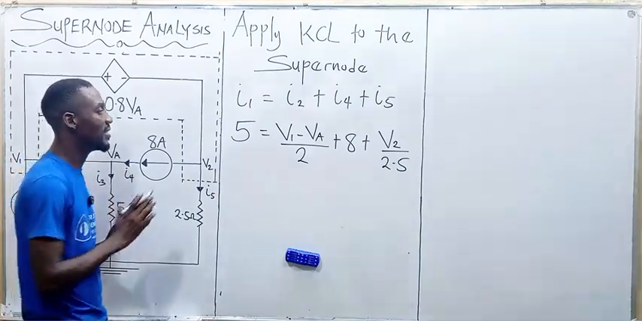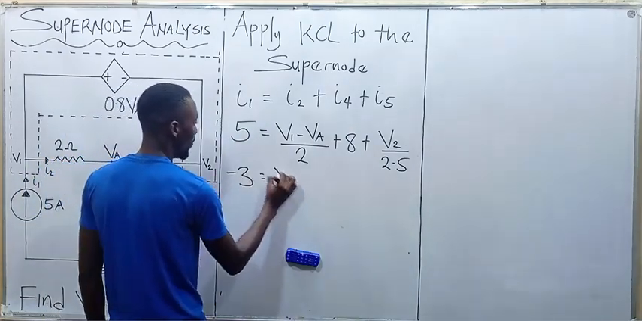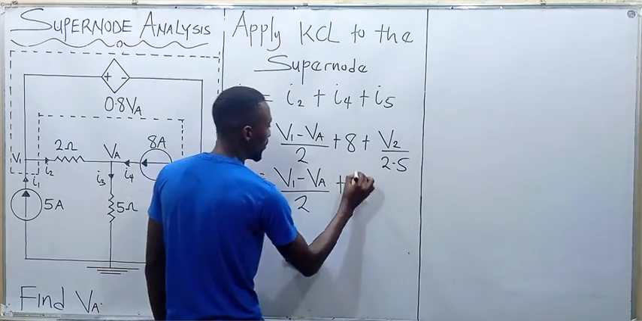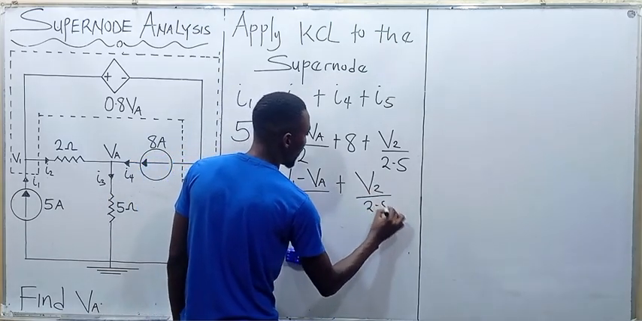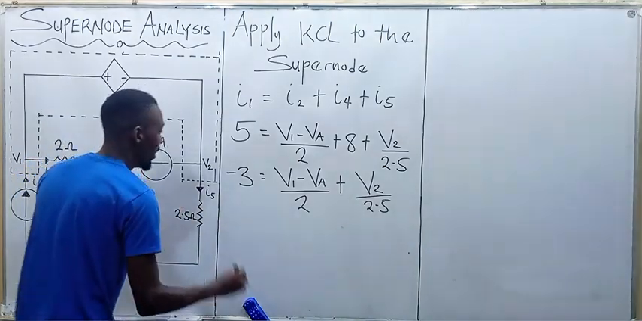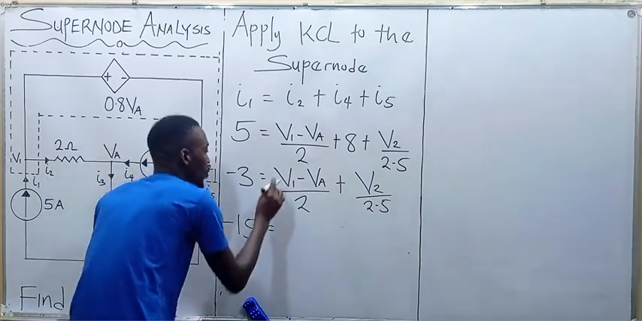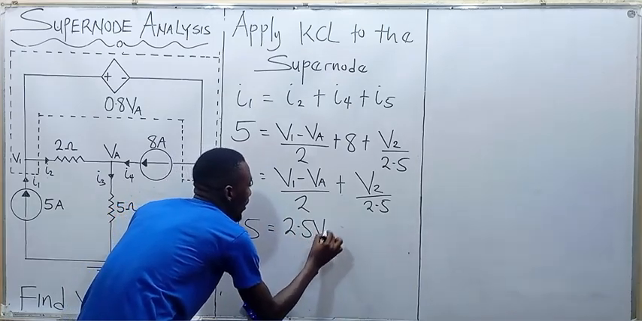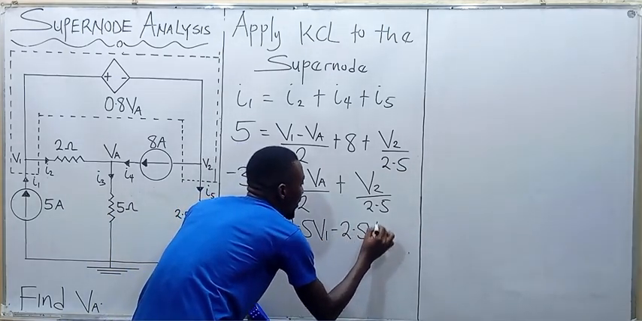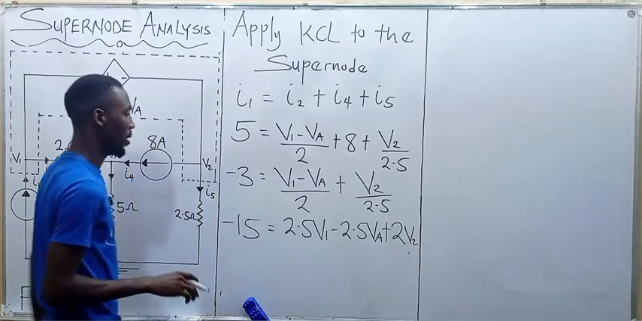All right. Now, the next thing is if we move this 8 to this side, it's going to be 5 minus 8. That is minus 3 equals to V1 minus VA all over 2 plus what? Plus V2 all over 2.5. So the LCM of 2 and 2.5 is 5. If we multiply through by 5, definitely we are going to have this place to be 15 equals to 2.5 V1 minus 2.5 VA, then plus what? Plus 2 V2. All right. I hope you understand this.